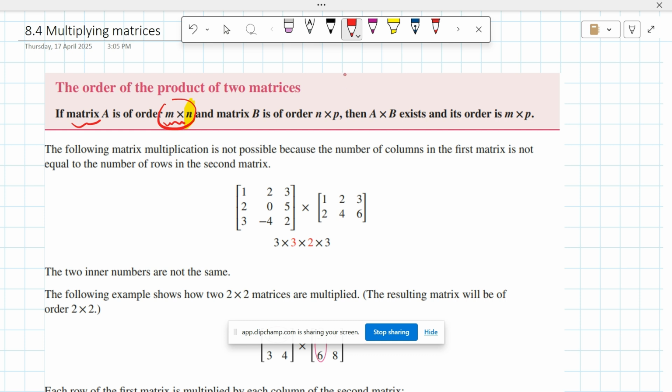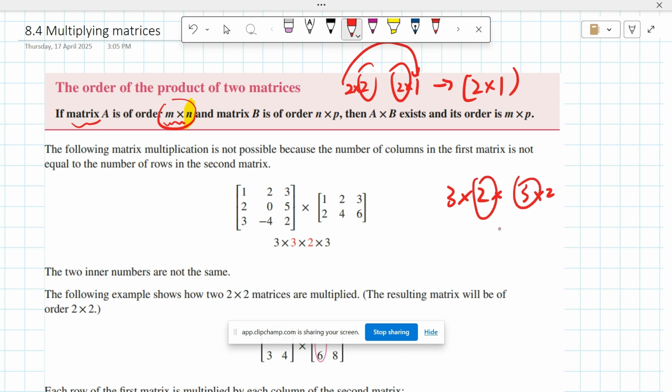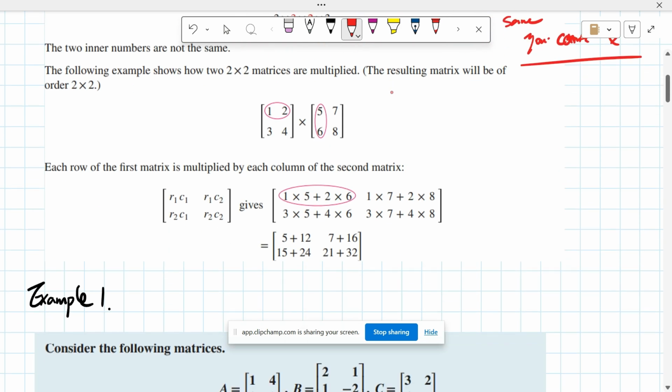If you have A multiplied by B in matrices, let's say 2 by 2 times 2 by 1, that will equal 2 by 1. So make sure those two numbers are the same, and then you multiply, and the result will be 2 by 1. If you have a 3 by 2 times 3 by 2, those two numbers are not the same, so you can't do the multiplication. Just be aware of that.